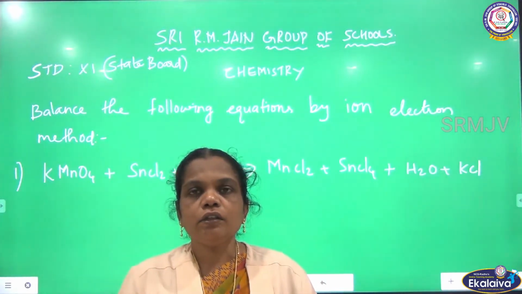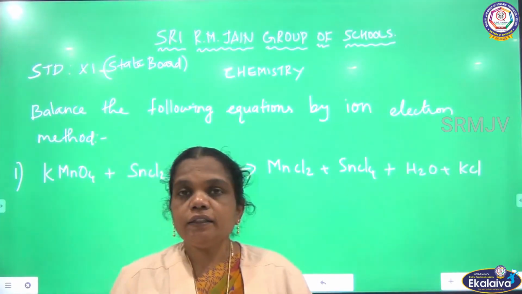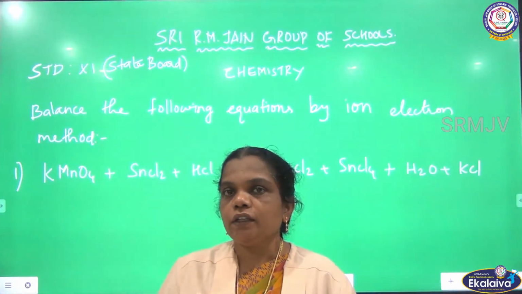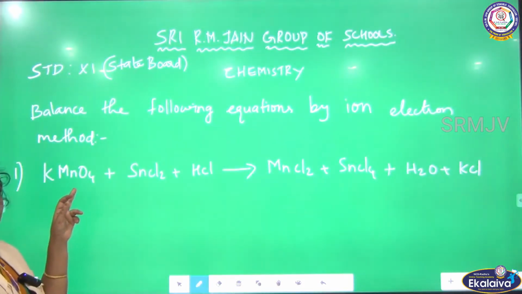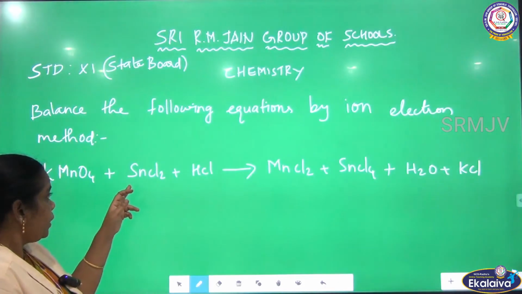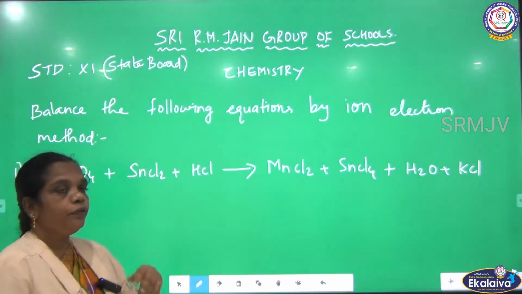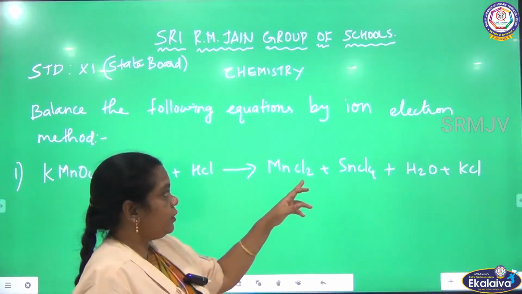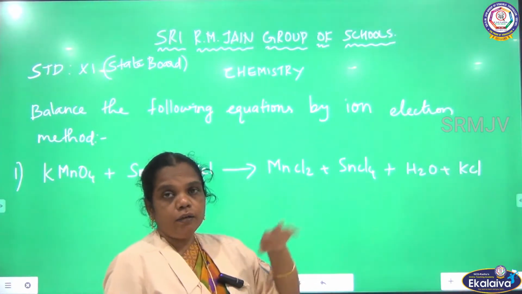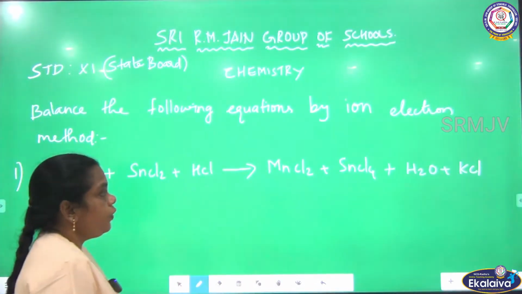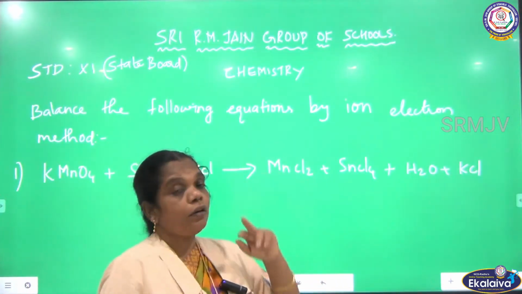Today's class we are going to learn about the ion electron method of balancing the given redox equation. The given redox equation is KMnO4, potassium permanganate, reacting with strontium chloride in the presence of an acid, hydrochloric acid, to give manganese chloride, strontium chloride and strontium tetrachloride, water and potassium chloride. Now we are going to balance it based on the ion electron method.